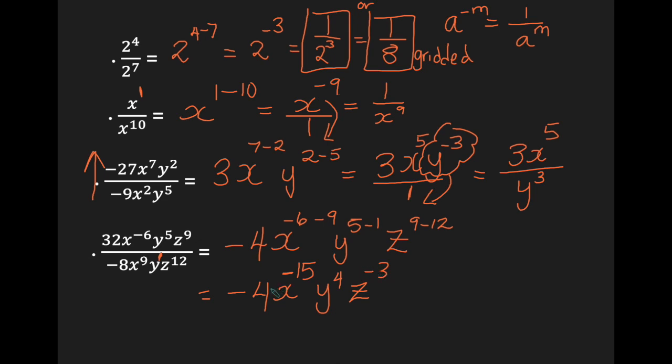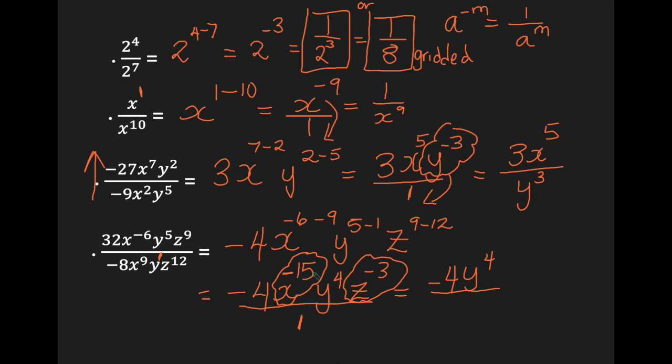Now again, when you see a negative exponent, your answer will be a fraction. So let's put our fraction bar, make this a fraction over 1. Let's start the eviction process. Who's being evicted? It's going to be the x to the negative 15 and the z to the negative 3. They must leave the apartment. So who stays in the apartment? The negative 4, because that is a coefficient. We only evict exponents. So the negative 4 stays, and the y to the 4 stays.